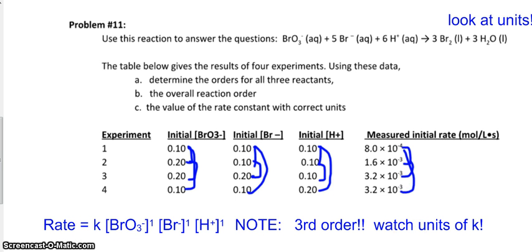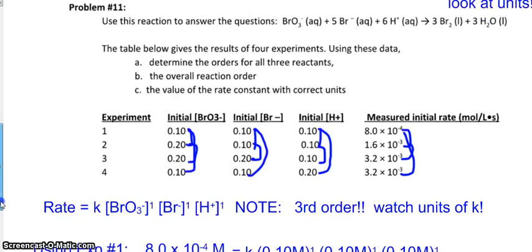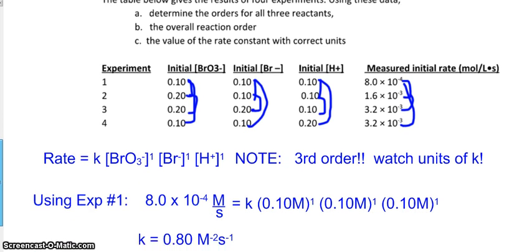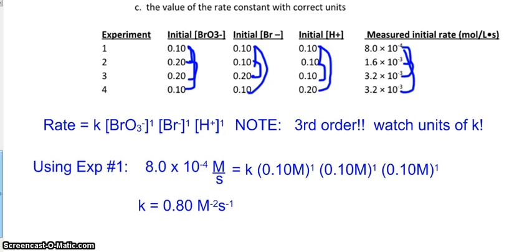So no, I wrote, no third order, watch units of k. We haven't seen a third order yet. So our units are going to be a little bit different. So I just used experiment number 1. Again, I thought the numbers would be the easiest. And so I plugged in the numbers and I found k is 0.8, molarity to the -2 this time, and seconds to the -1. And I believe that is it.